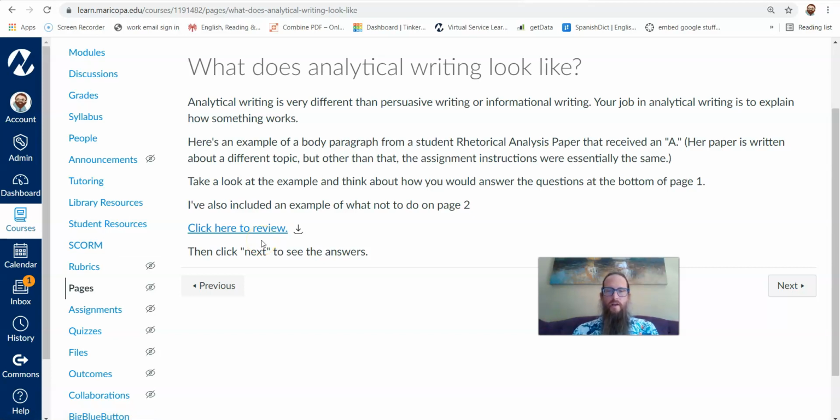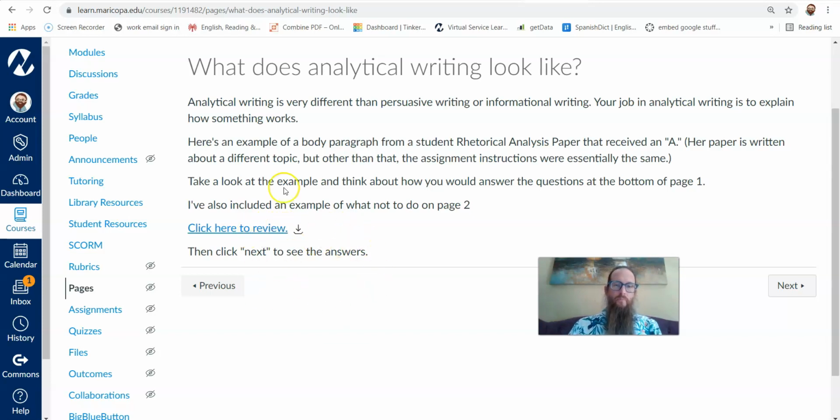If you're trying to write a paper that has a three-pronged thesis and 5 paragraphs where you're trying to convince the reader to agree with your thesis, that's not analytical writing. That's persuasive writing. And you're going to run into problems if you have that approach with the rhetorical analysis paper.